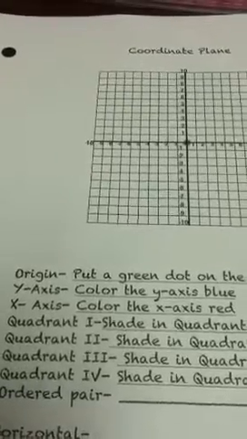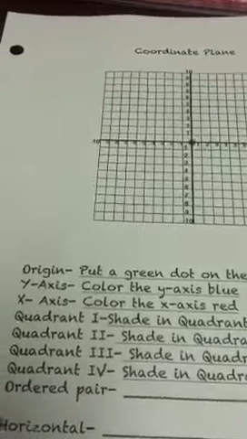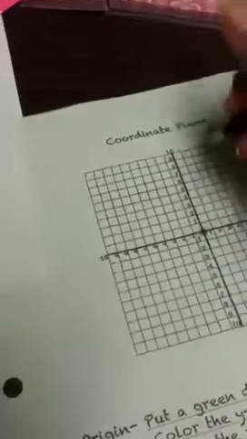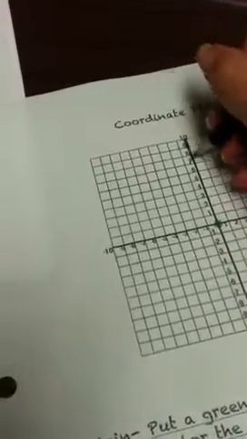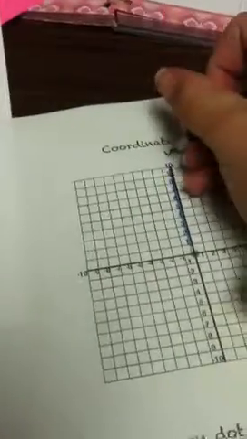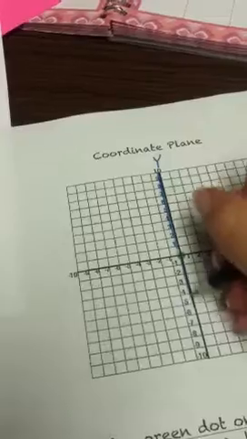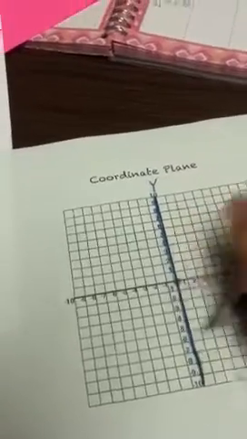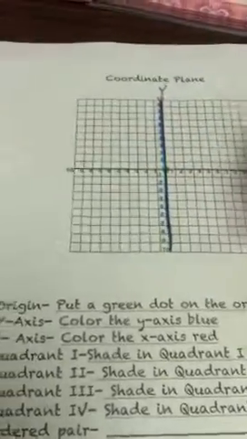All right, next is our y-axis. The y-axis, it says to color blue. Now, our y-axis is what goes up and down. Up and down is your y-axis because y is up and down. You should be coloring that blue.